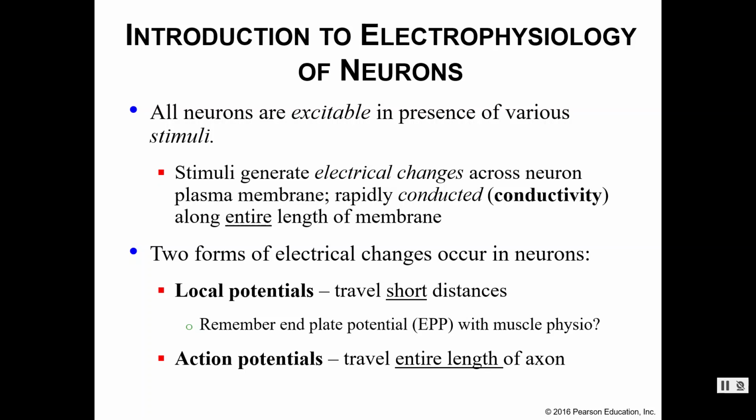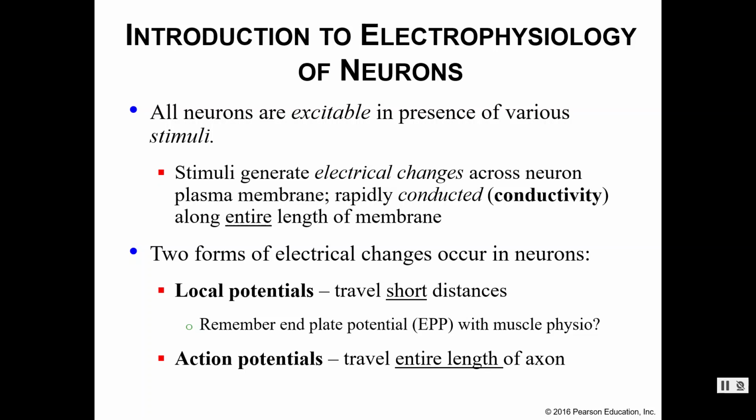We have two types of electrical changes. We have local potentials, and then we have action potentials. Action potentials we are super familiar with by now. These travel along the length of the entire axon. Local potentials are just a little bit different.